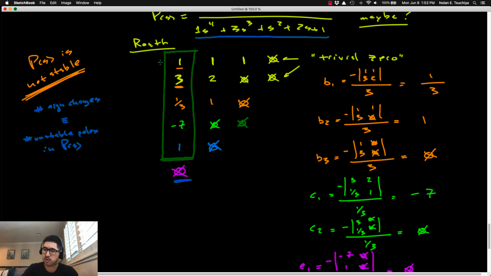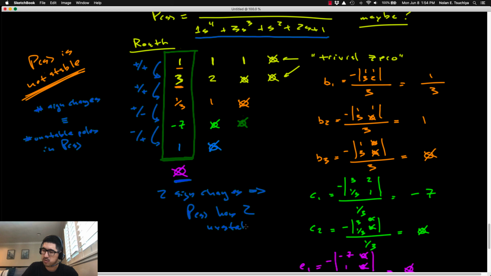And then what I would do is start from the top and just go down, right? So from 1 to 3, that's positive, positive, there's no sign change there. From 3 to 1/3, that's positive, positive, there's no sign change there. From 1/3 to negative 7, there's one sign change there. And additionally, from negative 7 to positive 1, that's another sign change there. So in this problem, there are actually two sign changes, and so I know that P of S has two unstable poles.